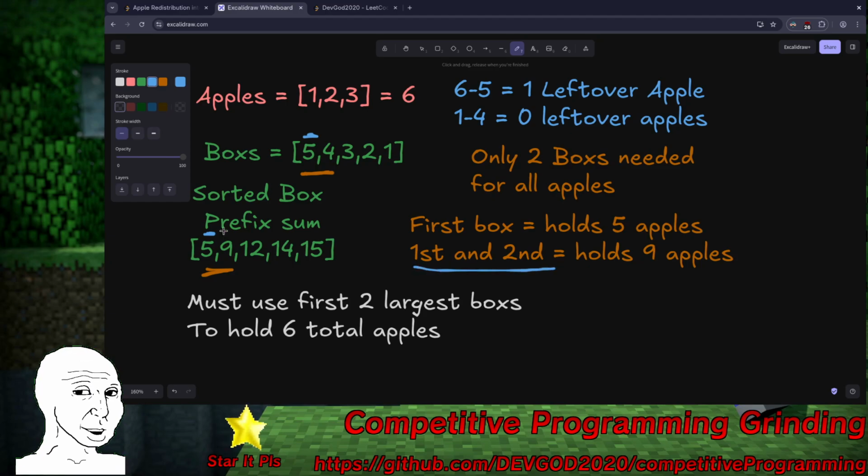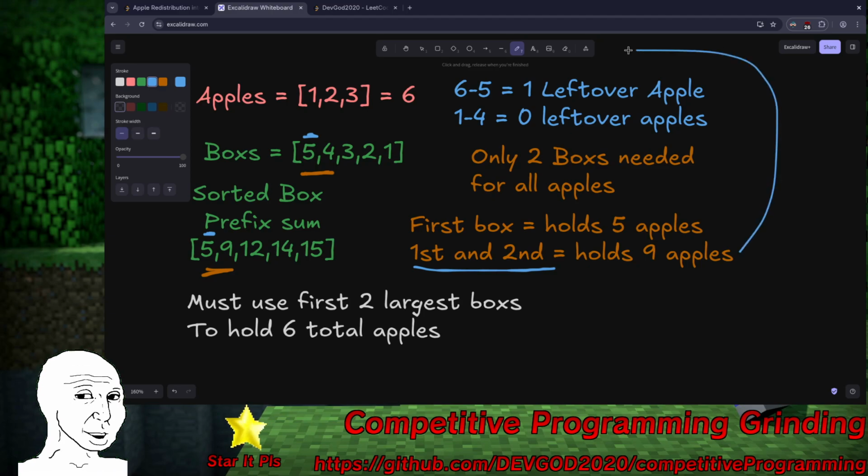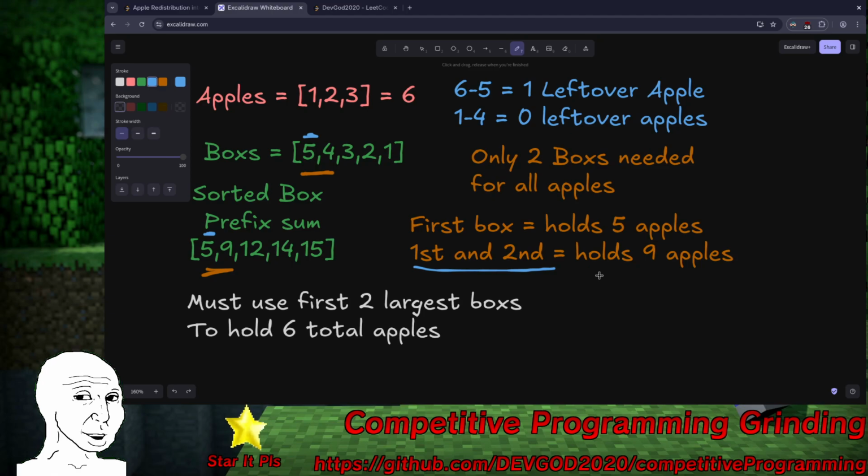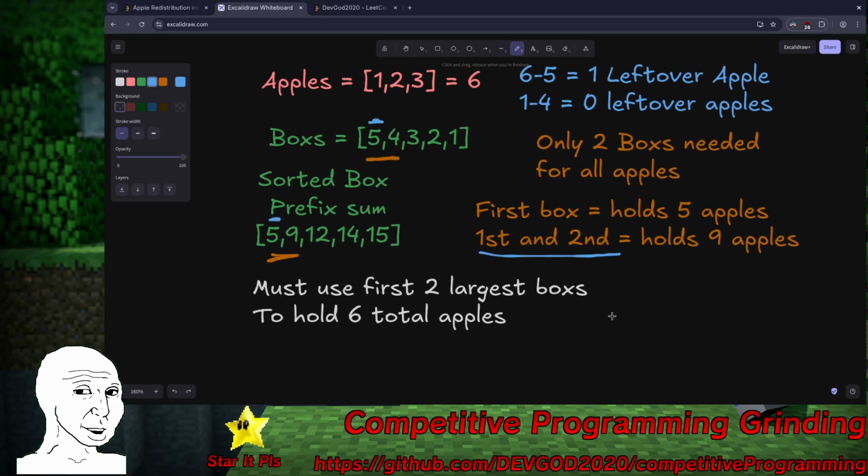But here's the biggest thing with the prefix sum, which is basically just adding past results to the current element in your array. So it keeps going up and up. It's like a sum of all the past results up until that point. If we were to include the first and the second box, then we have a total storage capacity of 9 apples, which just so happens to be greater than my starting amount of apples, which is 6, because 9 is greater than 6. I really cannot draw with a mouse.